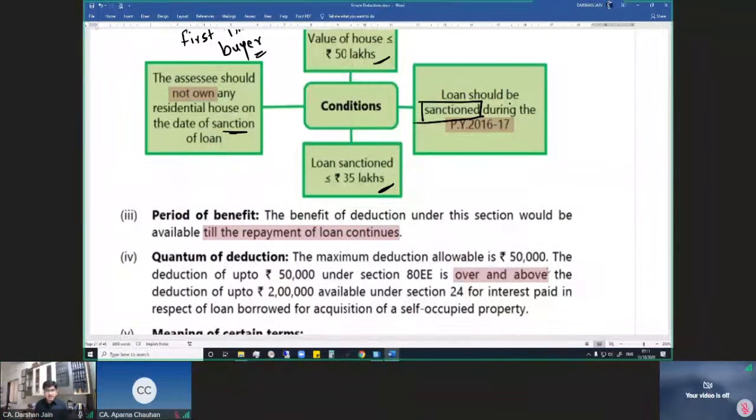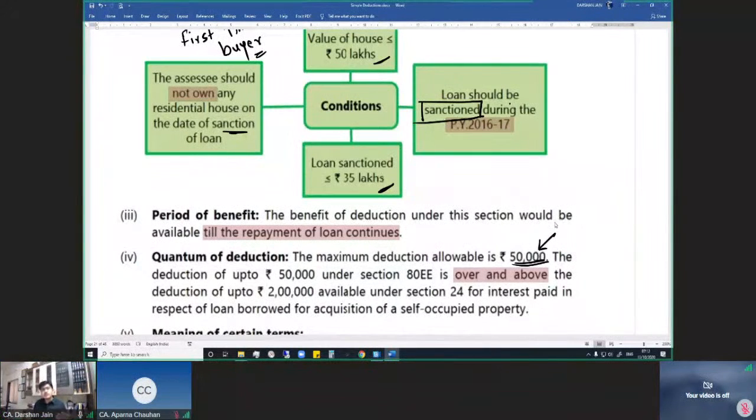How much is the deduction that you could claim? The maximum amount of deduction that you could claim under 80EE is 50,000 rupees. So any interest that you pay over and above what you claim under section 24B, you could claim under section 80EE. The maximum deduction would not go beyond 50,000 rupees under section 80EE.